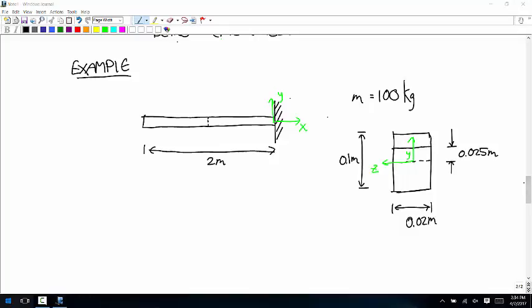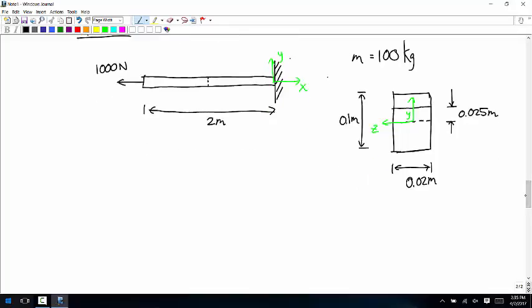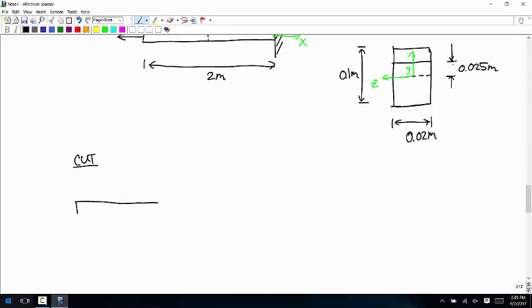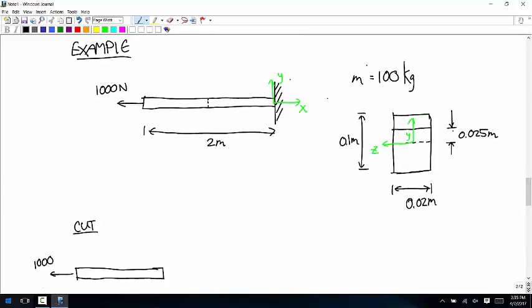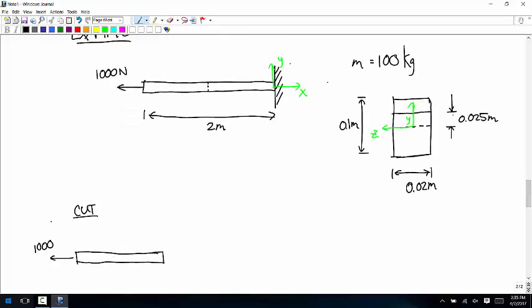Okay, so let's put a horizontal force on it too. Let's say that's 1,000 newtons. Since we're just calculating this at a single point, we don't have to do a general cut. We can just do a cut right where we're interested, right at the midpoint. We have this force of 1,000. The total mass of the whole thing is 100 kilograms, so the force is 981. We have half of that weight on our piece, so you can think of this as a distributed load where over 1 meter we have 490.5.